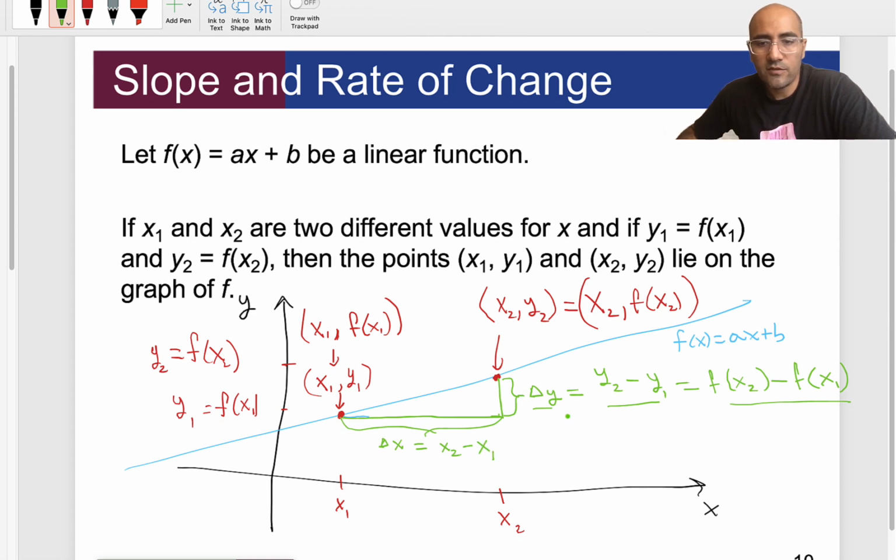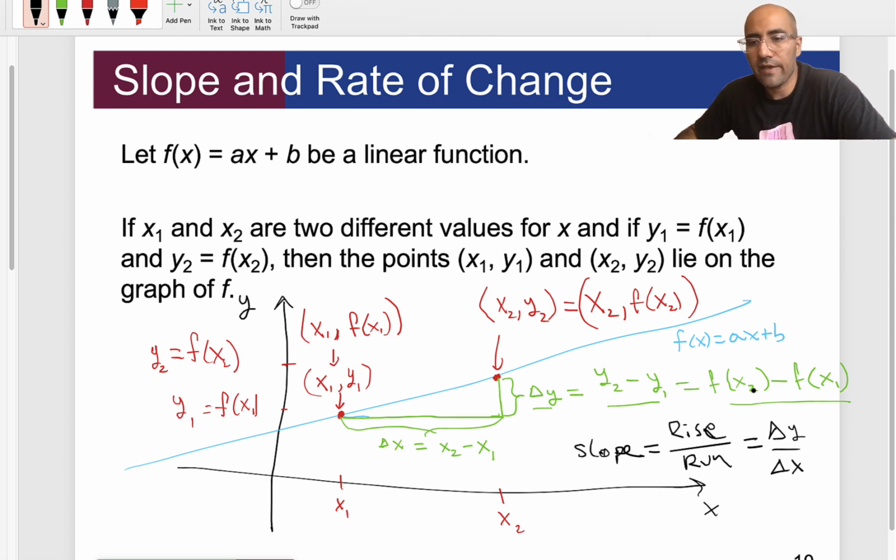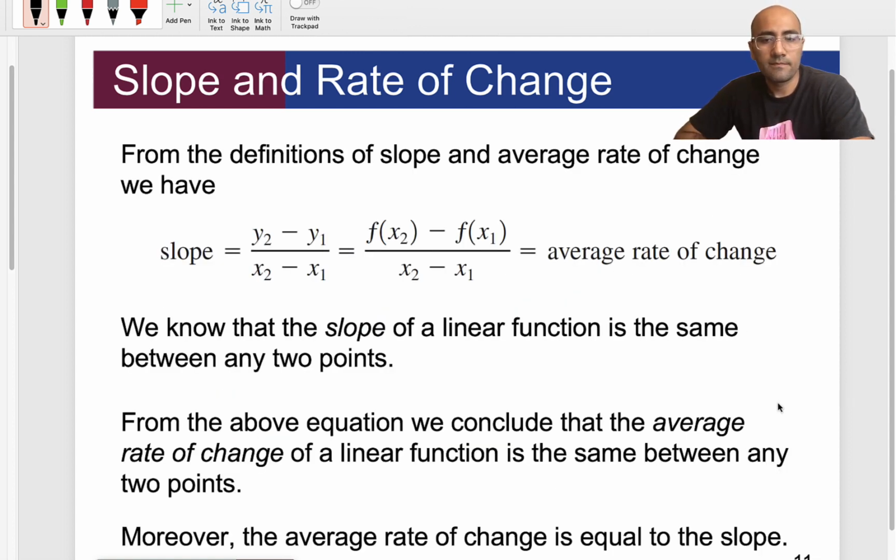Good, so the slope is rise over run, which is equal to delta y over delta x, or y sub 2 minus y sub 1 over x sub 2 minus x sub 1, or f of x sub 2 minus f of x sub 1, all over x sub 2 minus x sub 1. Right, no matter how you slice it, we still keep looking at the same definition for slope, which in this case is the same thing as the average rate of change. The average rate of change is equal to the slope.